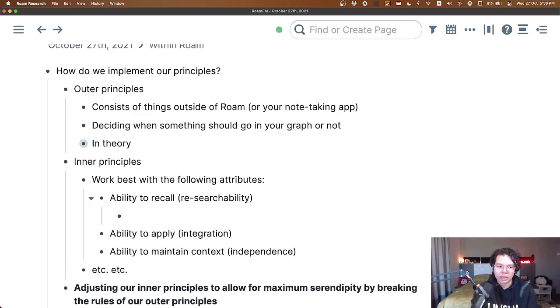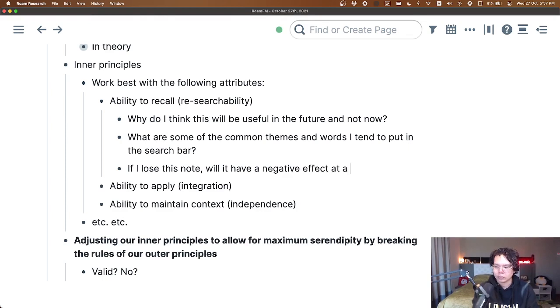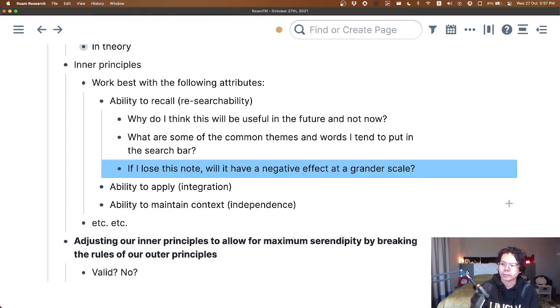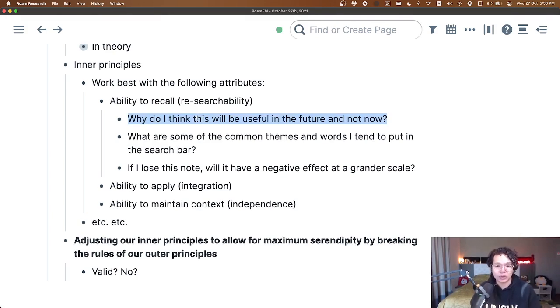Taken from the realm of SEO, the questions that you start to ask yourself will be things like, some of the questions that you might want to ask yourself when you want to check a note for its ability to be recalled is asking yourself, why do I think this will be useful in the future and not now? The answer to this question can be part of your notes.